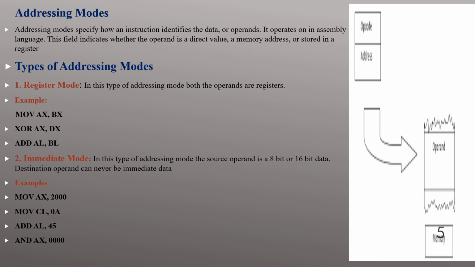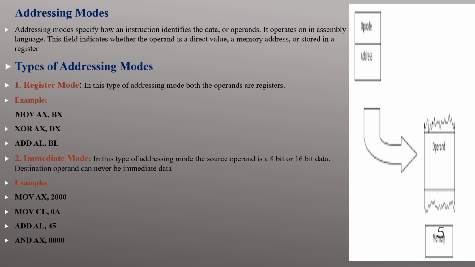Second one is the immediate mode. In this mode, the source operand is a constant value, either 8-bit or 16-bit, while the destination operand is typically a register or memory location. What are the characteristics? The immediate value is directly specified in the instruction, making it easy to use for constants. Special note: the destination operand cannot be an immediate value.